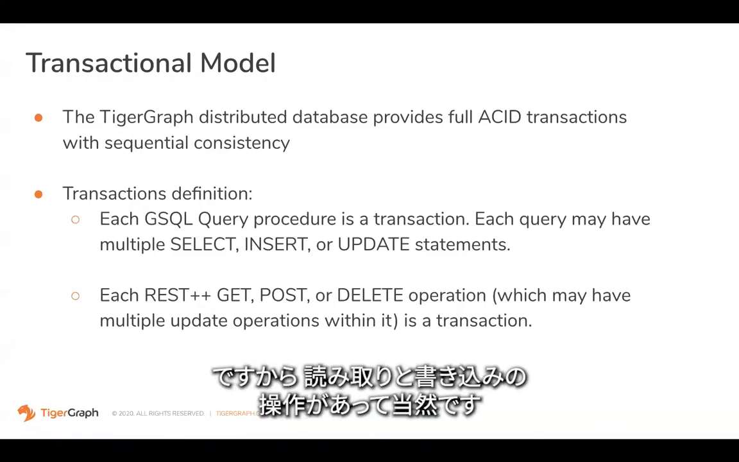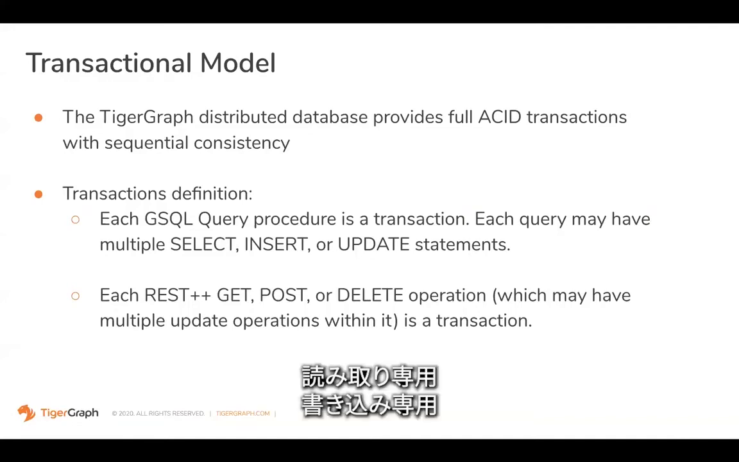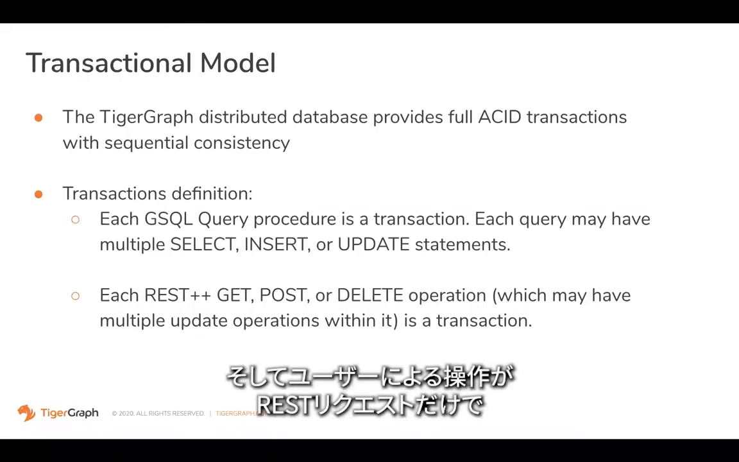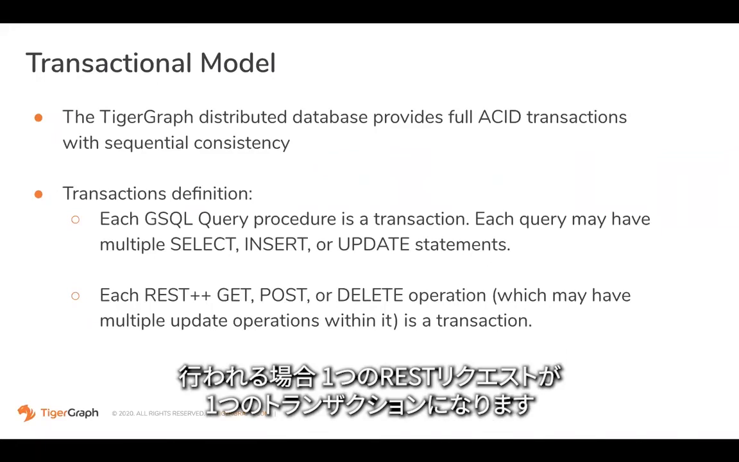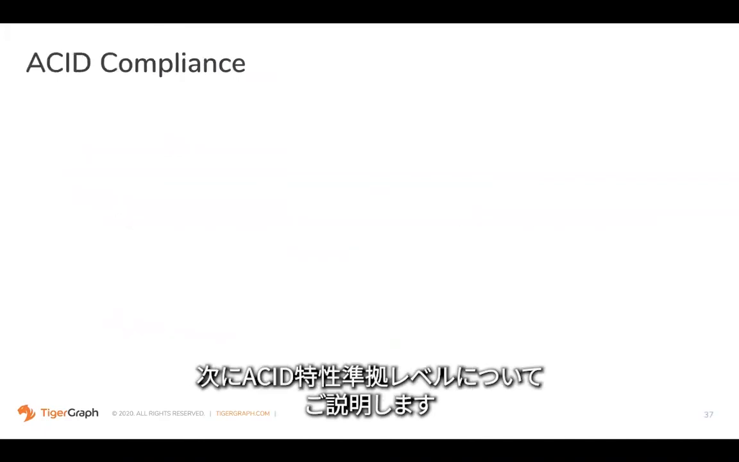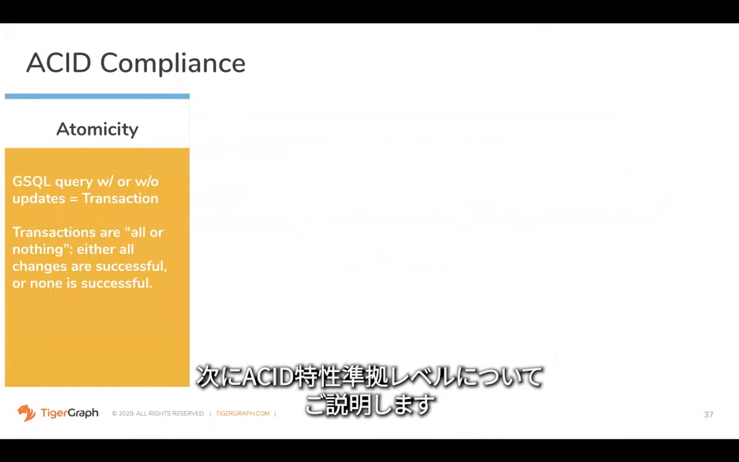So clearly it can have both read and write operations in it. It could be read only, it could be write only, it could have both. Also, if a user is doing things just as a REST request, one REST request is a transaction. So that's the model of what is a transaction. And then we're going to go into the ACID compliance level.